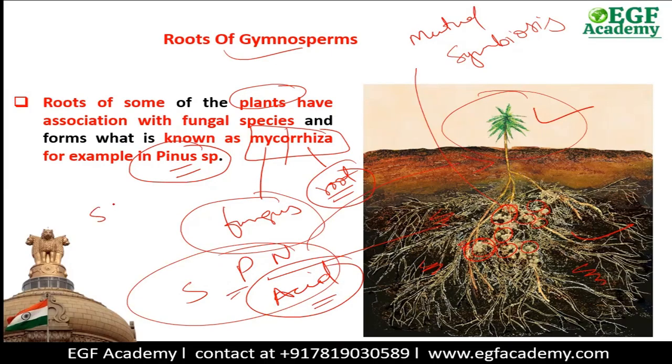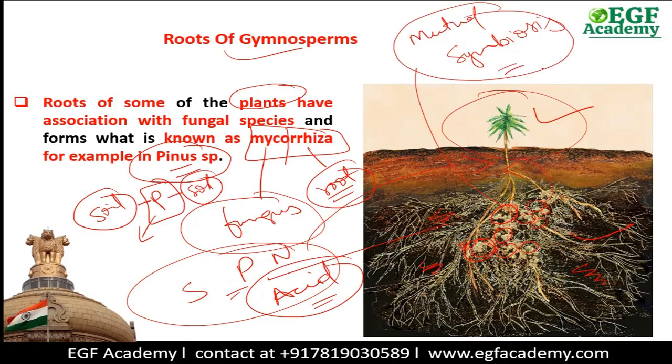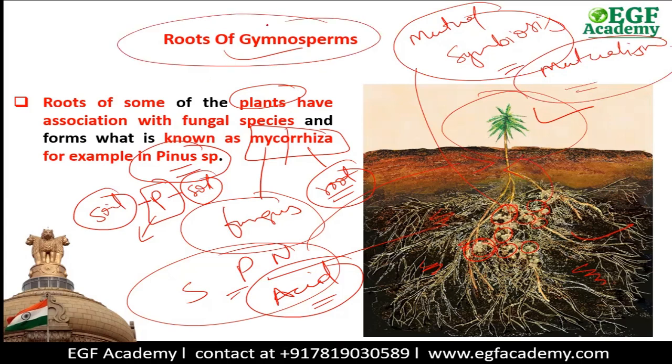The minerals are associated with the soil particles. For example, this phosphorus is bound with the soil particles. Now the acid released by fungus dissolves this phosphorus in the soil. And now the plant can absorb this phosphorus. So the fungus makes minerals available to the plant. So such a type of relation is known as mutualism. So a type of beneficial symbiotic association is made by these gymnosperm plants, especially the Pinus species.